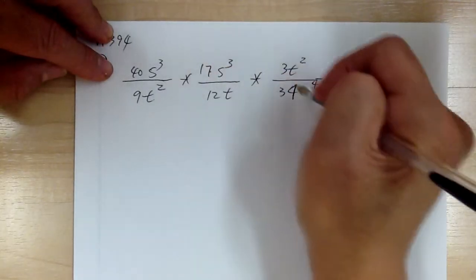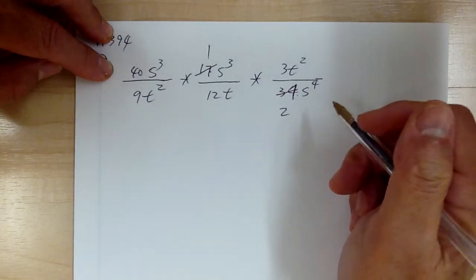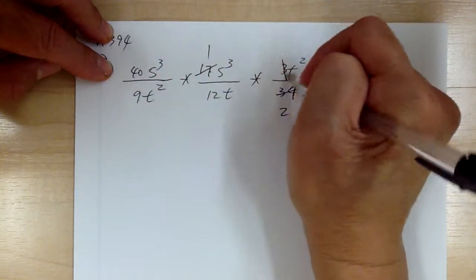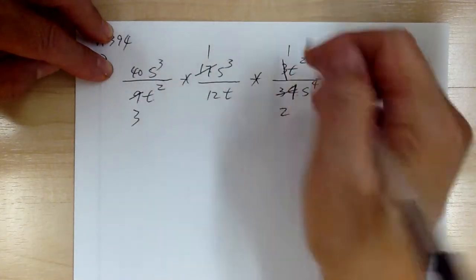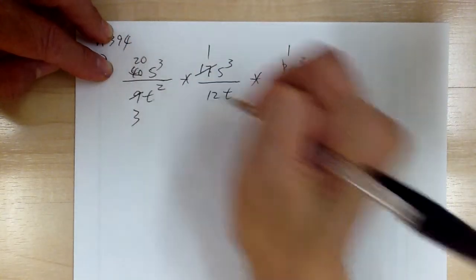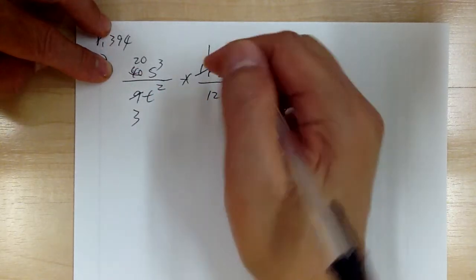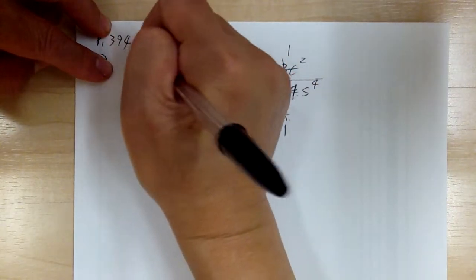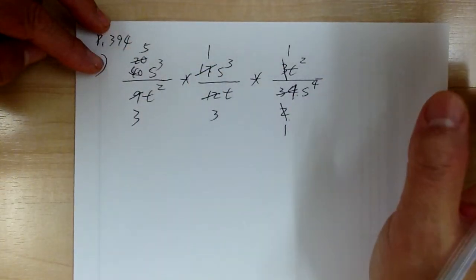Okay, the 17 and 34, you can divide by 17. And the 3 and 9, you can divide by 3. Okay, 2 and 40 can divide, become 20. And then 20 and 12, you can divide by 4. Divide by 4, you get 3. Divide by 4, you get 5. Okay, so that takes care of the number. Now you do the alphabet.